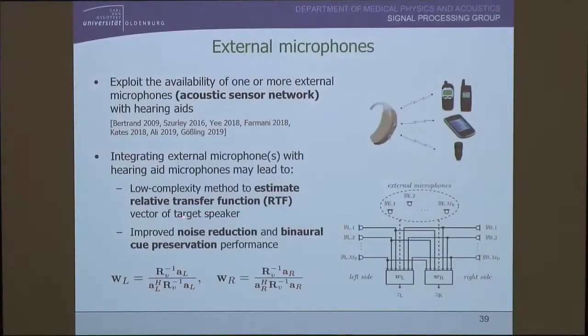And so what we've done in the last years is come up with a very low complexity scheme to estimate and track the relative transfer function of the target speaker, also for tracking this moving source scenario. You can also show, but I will not discuss this in this talk, that by adding this external microphone, you can both increase the noise reduction and have better binaural cue preservation performance, which may not be illogical. You have some additional information, and we had some theoretical results on how much it improves both cases. So I will just discuss this low complexity method to estimate this relative transfer function, A_L and A_R, for both devices using the scheme.